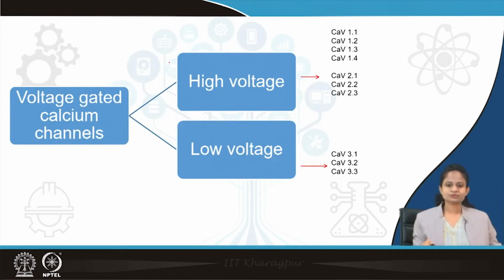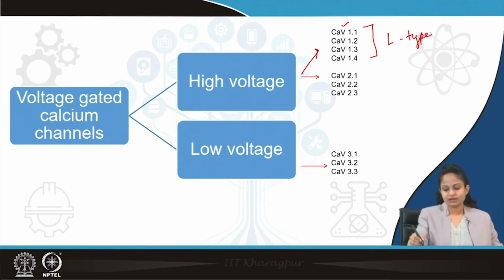The voltage gated calcium channels are mainly high voltage and low voltage gated calcium channels. So high voltage we have CaV, that is voltage gated calcium channels 1.1, 1.2, 1.3, 1.4. Then we also have voltage gated calcium channels 2.1, 2.2, 2.3, and we have low voltage gated 3.1, 3.2, 3.3.